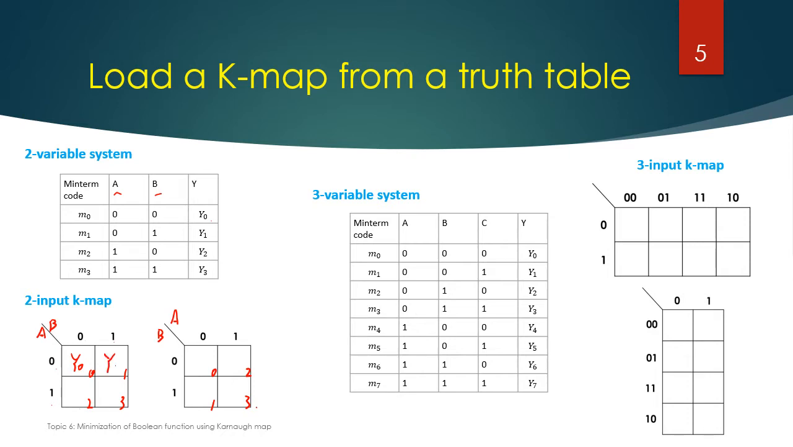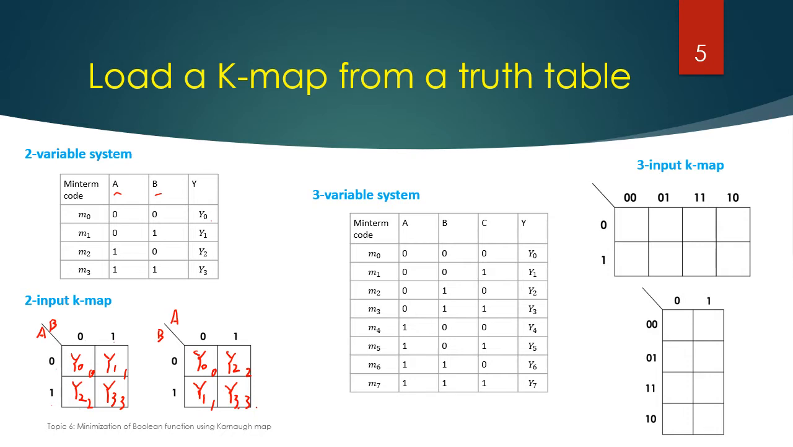So this will be y1, y2, and then y3. In the other case, we have y0, y1, y2, and then y3. So that's how you fill the Karnaugh map, or the K-map, from the truth table.